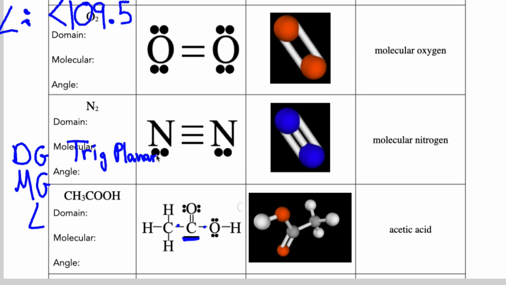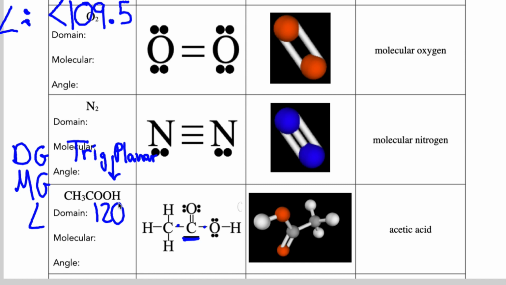Now you need to ask yourself, how many of those domains are bonding domains? All of them. Because all of them are bonding, the molecular geometry is the same. You can just draw a down arrow. They are the same. So now, what's the angle? Well, the angle is 120. But is the angle less than 120? No. Why not? Because there aren't any unbonded electrons on the atom. See how this all fits together?